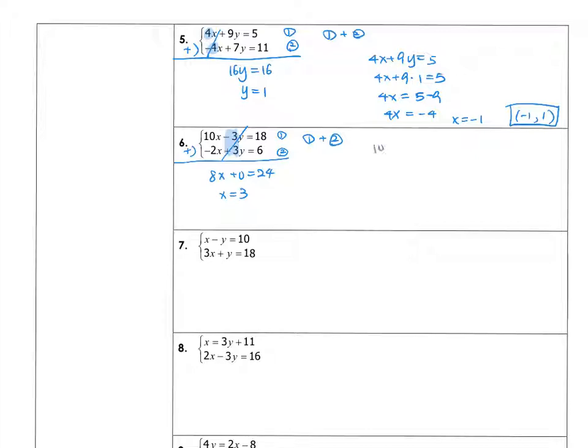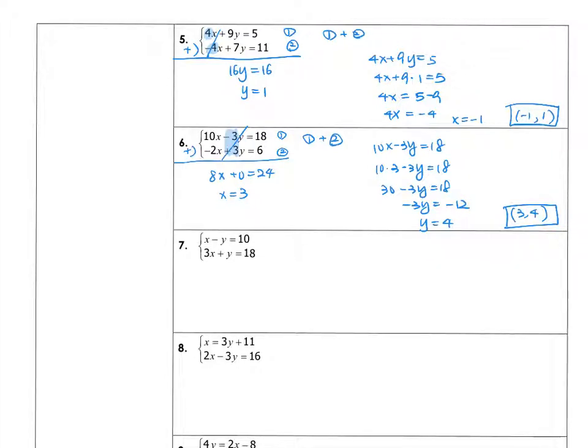And then if I plug into one of them, 10 times 3 minus 3y equals 18. So 30 minus 3y equals 18. If I subtract 30 on both sides, I should have negative 12. And now if I divide by 3 on both sides, y should come out to be 4. So (3, 4) is the coordinate where these two lines meet if you plot them out.